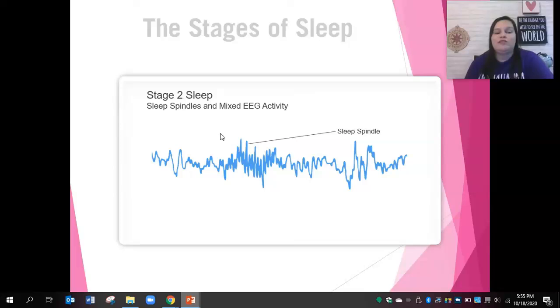In stage 2, we have what are called sleep spindles, and these are just sudden bursts of neural activity. Sometimes you could feel this maybe as when you're falling asleep, you're just slightly asleep and you kind of like flinch. Maybe you're having a dream and then you feel some movement. You might have had a burst of neural activity causing you to do that flinch with a sleep spindle.